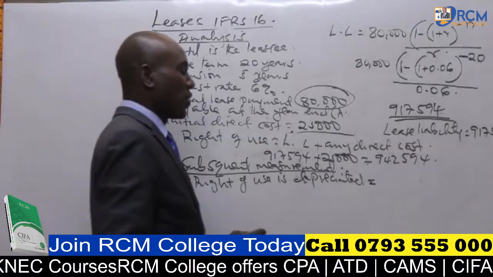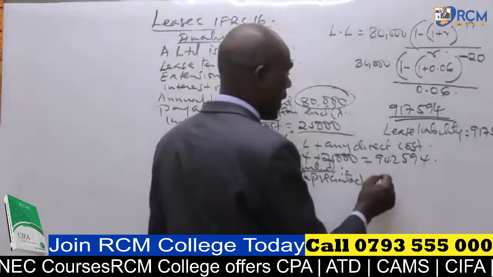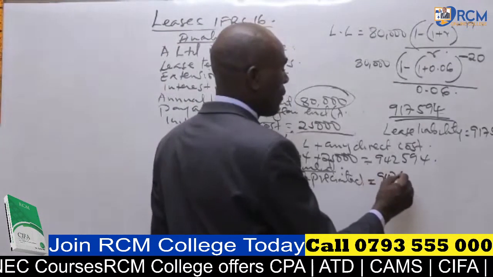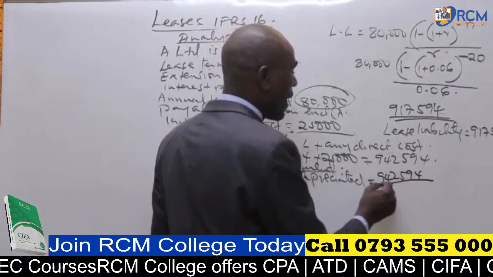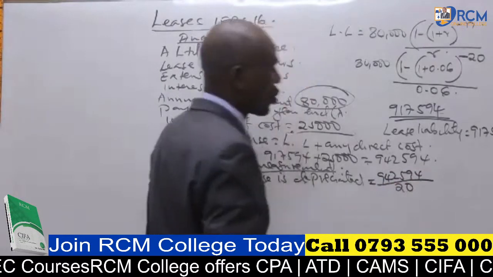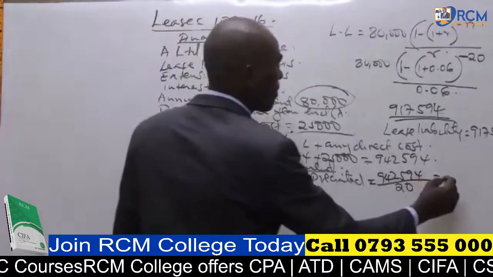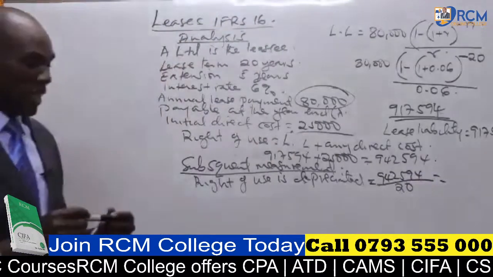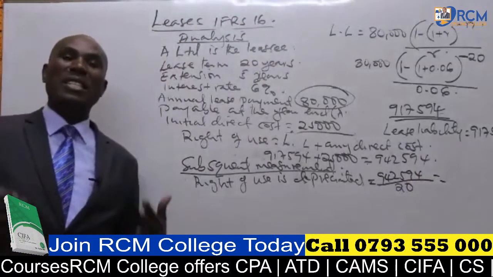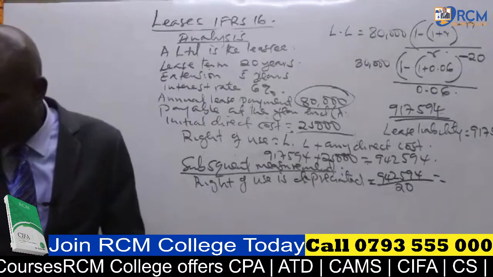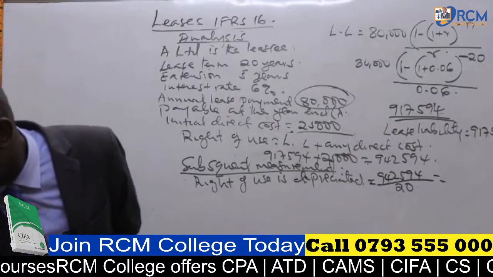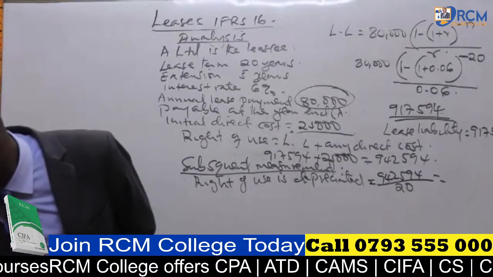Therefore, how do I depreciate? I'm going to take 942,594 divided by the lease term, which is 20 years. Therefore, how much is the depreciation I'm going to report? And what will be the journal entry after that?